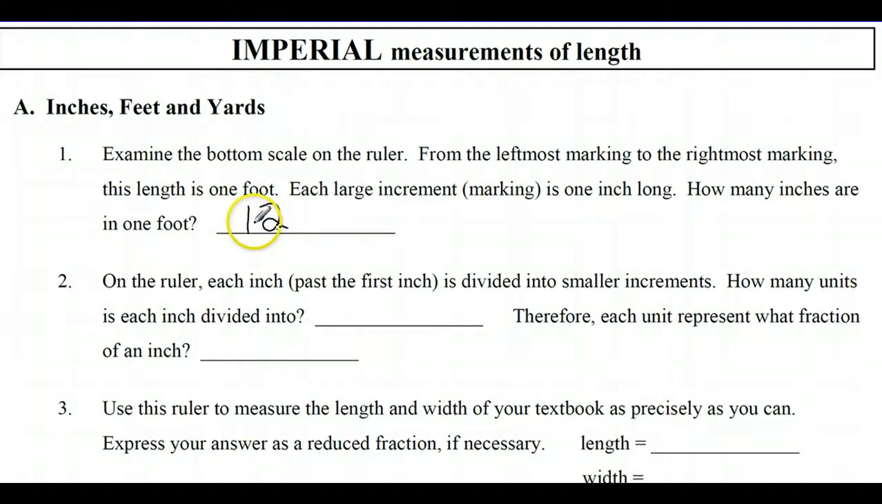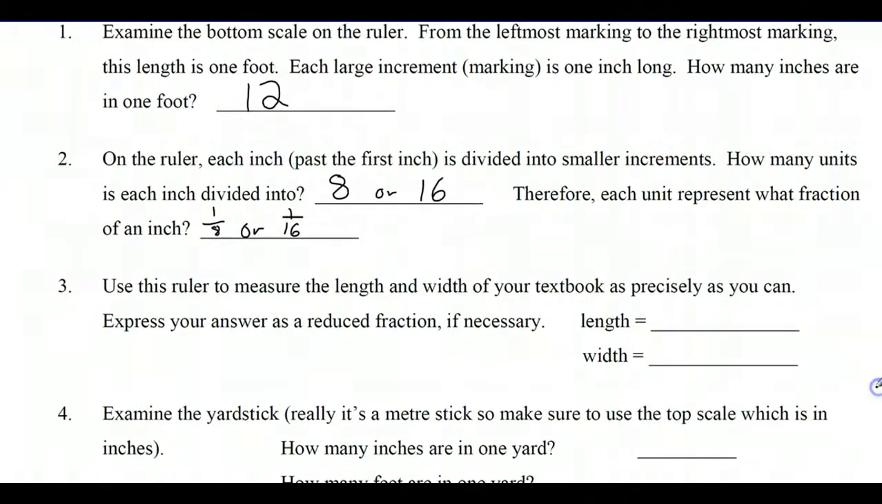There are 12. On the ruler, each inch past the first inch is divided into smaller increments. How many units is each inch divided into? Okay, I'm sort of hoping it's 8. But it could be 16. And the first inch could be 16 or 32. Therefore, each unit represents what fraction of an inch? 1/8 or 1/16. I haven't really seen the rulers we have, and they may vary, so.